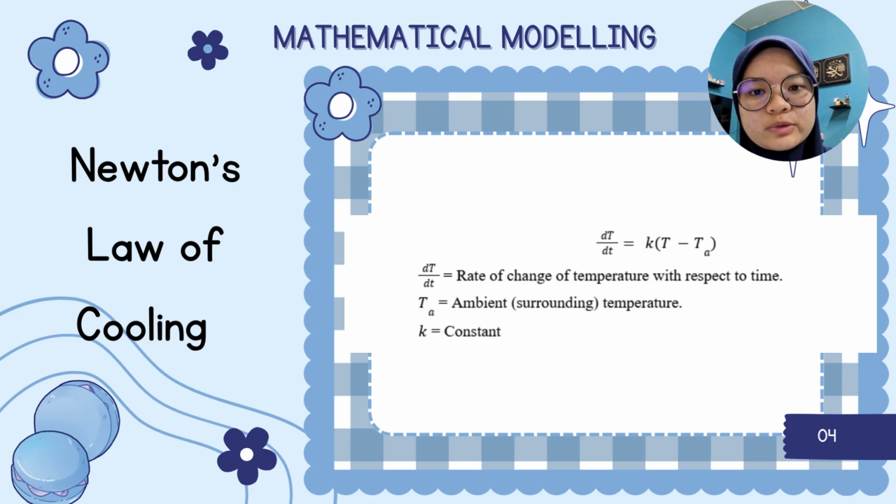Right now I'm going to talk about the mathematical modeling. First of all, we start with Newton's law of cooling. The mathematical equation we use here is dT over dt equals k times (T minus Ta), where dT over dt is the rate of change of temperature with respect to time, T is temperature, Ta is ambient temperature, which is the surrounding temperature, and k is a constant.